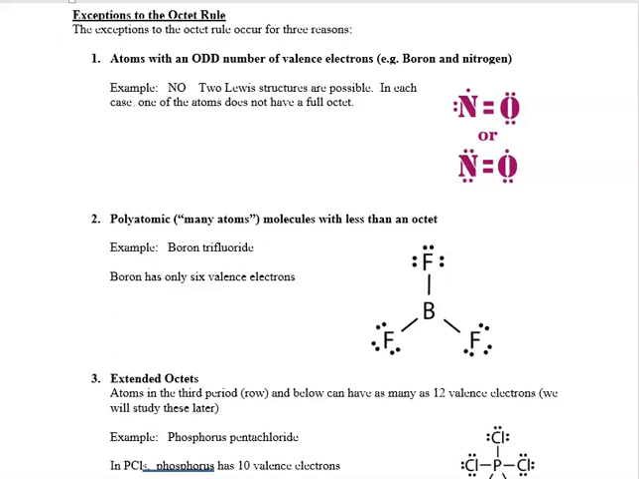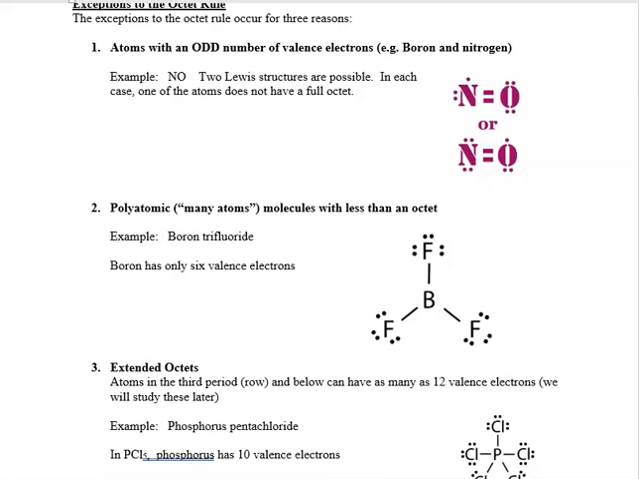Oh, no, I take that back. It's nitrogen in the first one and oxygen in the second. So notice that nitrogen in the first diagram there has 7 valence electrons, oxygen has 8. In the second diagram, nitrogen has 8, oxygen only has 7. So when you have an odd number, it's really hard to create octets because octets are 8, and multiples of 8 would be even numbers.